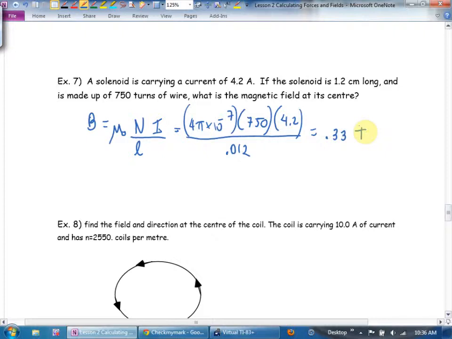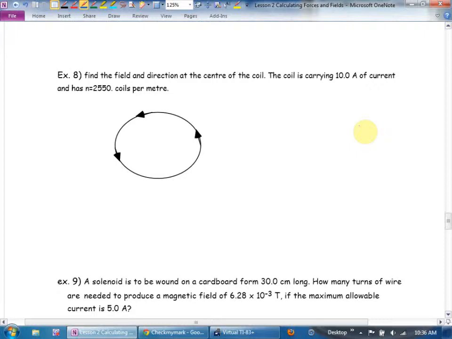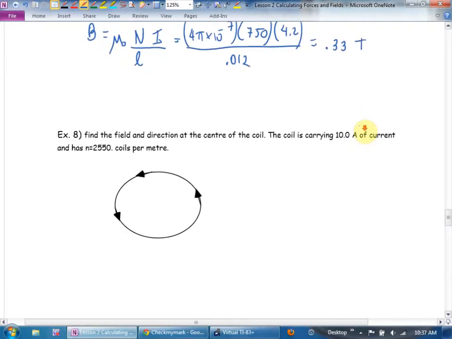Okay. Example 8. Here we're looking right into the solenoid, so we have an end view. It says find the field and the direction in the center of the coil. Let's do the direction first. So we're looking right into the solenoid. Remember the solenoid rule. The solenoid rule says, imagine holding the solenoid. So for me, I'm going to have to imagine holding my hand like this or like this, because the solenoid runs into the page, right?